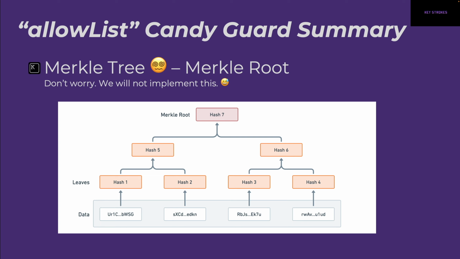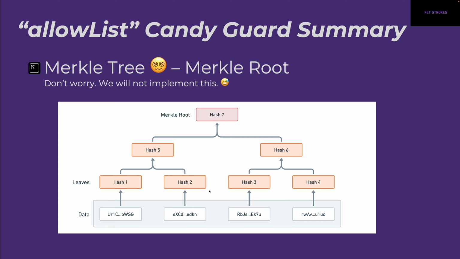So what you see in front of you right now is called a Merkle tree. And what we're interested to get is the Merkle root. Here on the bottom, we have addresses of 4 different wallets. Now a hash is created of these wallets. There are different ways to create this hash, and Metaplex has its own way of creating the hash, but we don't have to worry about it.